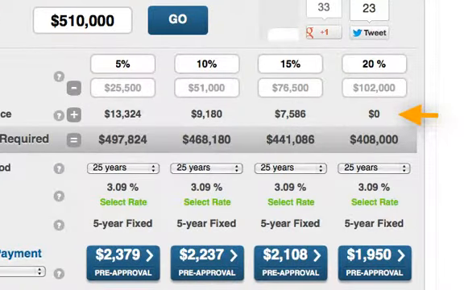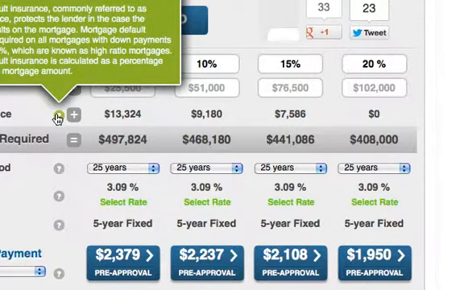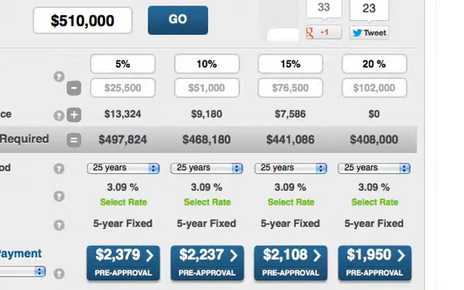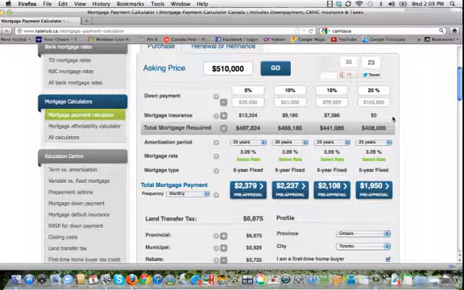Next, you'll have a look at the mortgage insurance. By the way, if you forget what any of these terms mean, just put your cursor on the question mark and it'll remind you what it means. In this situation, mortgage insurance is a default insurance you must pay if you have less than 20% down. As you see here, it breaks down the cost depending on the percentage down. So, if you put down 5%, you're going to owe $13,324 in mortgage insurance. 10%, $9,180, and so on. Of course, as you see here, at 20%, you don't need mortgage insurance, so it's zero.